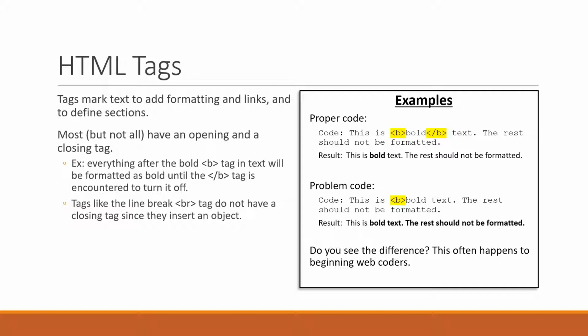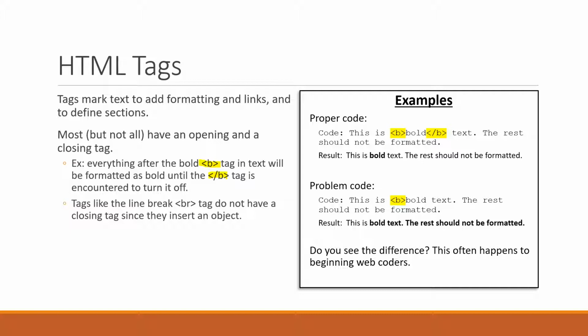HTML tags mark text to add formatting and links to define sections. Most, but not all, tags have an opening and a closing tag. For example, everything after the bold tag, or this B in the greater than, less than signs in a text, will be formatted as bold until the /B tag is encountered to turn it off.